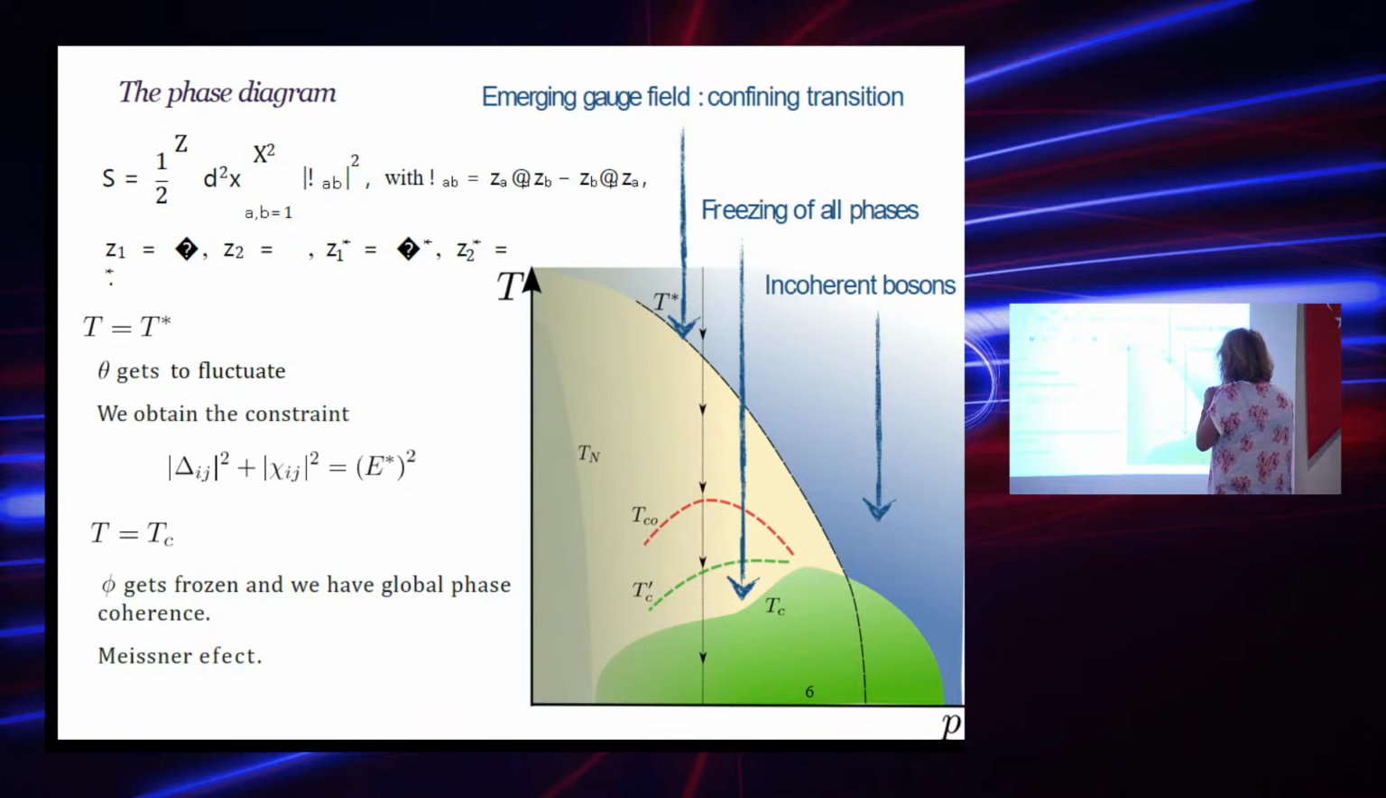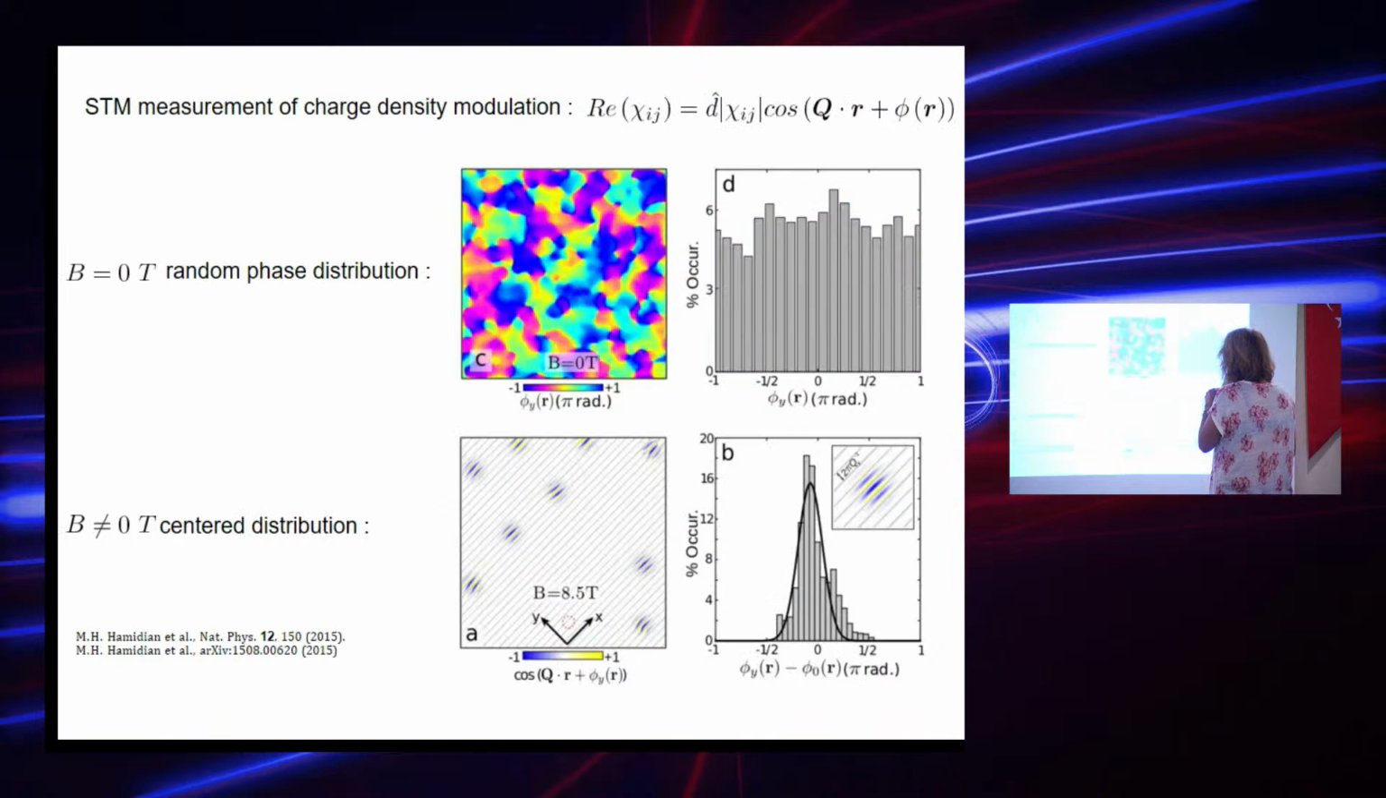And so I have a gauge emergent field here, freezing of all the phase at TC, and incoherent bosons there. And this has tremendous implications. So first here is the experiment by the group of Seamus Davis. Here is the charge distribution you see at a finite temperature at B equals 0. And look at the phase slip over there. The distribution of the phase slip is completely random. Now they put 8 Tesla and subtract, and you see the vortex core. And now the distribution of the phase slip inside the vortex core is centered around 0. So it's a completely different distribution from here to there.